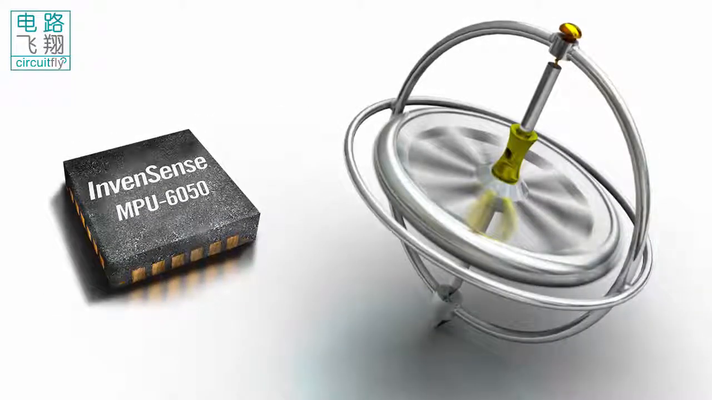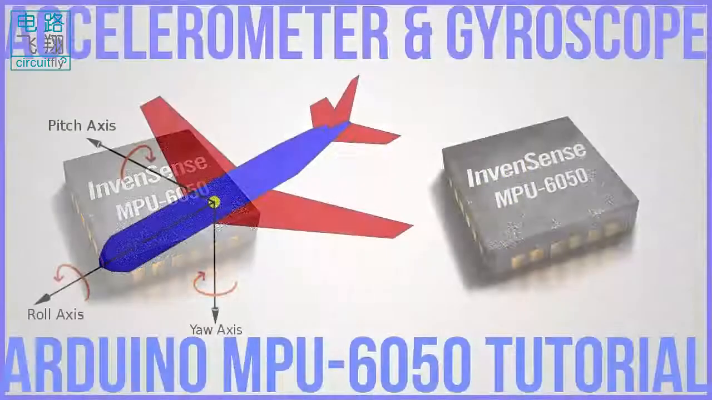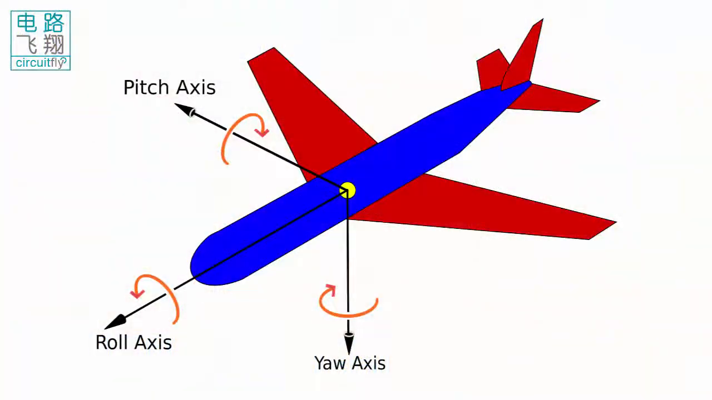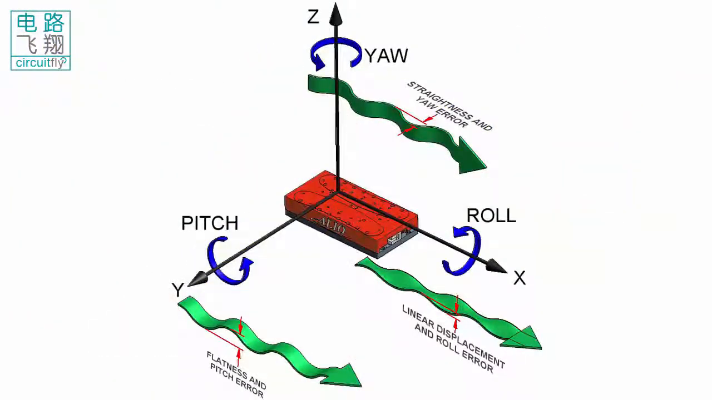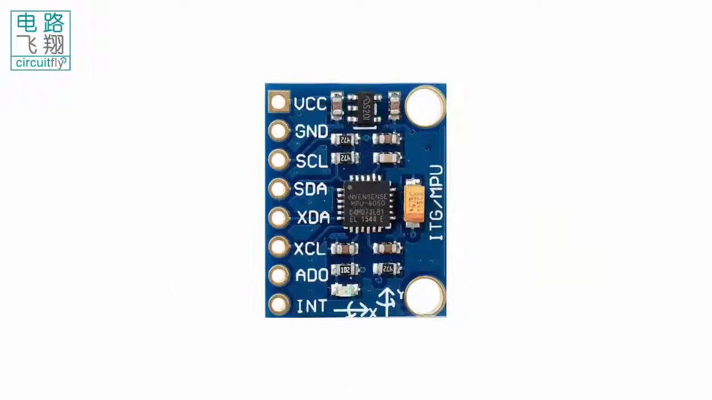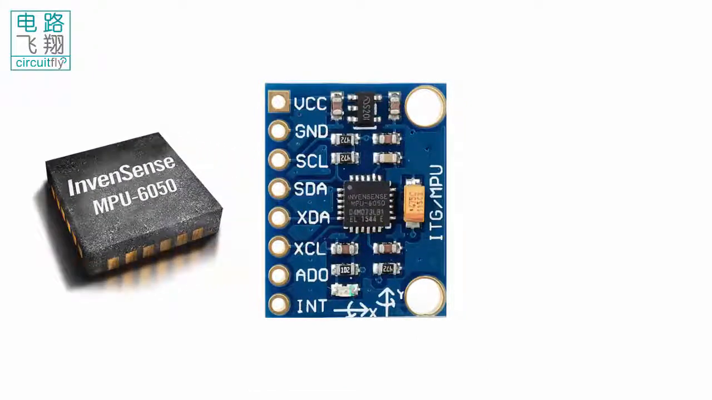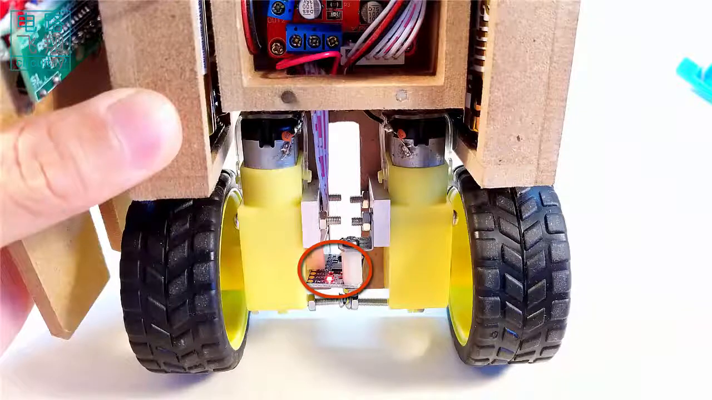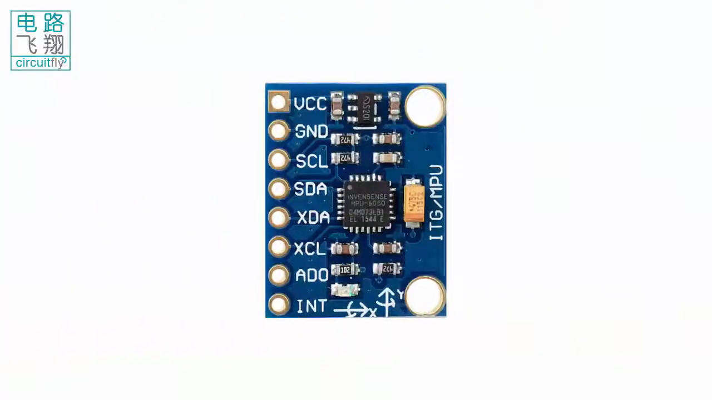MPU6050 is a sensor integrating an accelerometer and a gyroscope. It has high accuracy and is capable of measuring and outputting X, Y, and Z channel data simultaneously. This is a sensor board in which the chip is built in the accelerometer and gyroscope. The MPU6050 is installed between the two legs of Clybot C6.